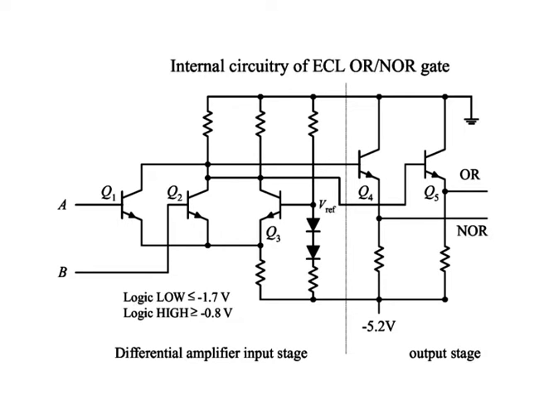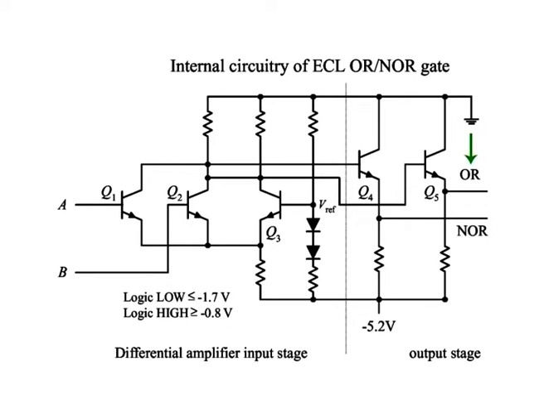The OR/NOR gate shown here is composed of a differential amplifier input stage and an output stage. In the differential amplifier stage, a reference voltage is set up at Q3's base via the voltage divider network. The reference voltage determines the threshold between high and low logic levels. When the base of Q3 is at a more positive potential with respect to the emitters of Q1 and Q2, Q3 conducts.